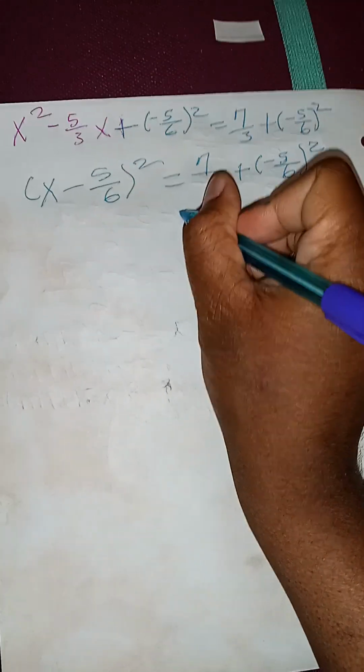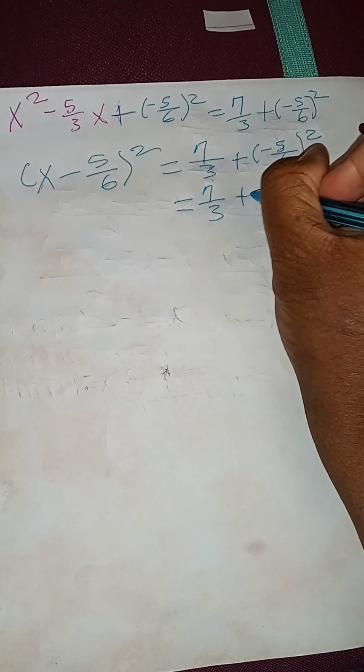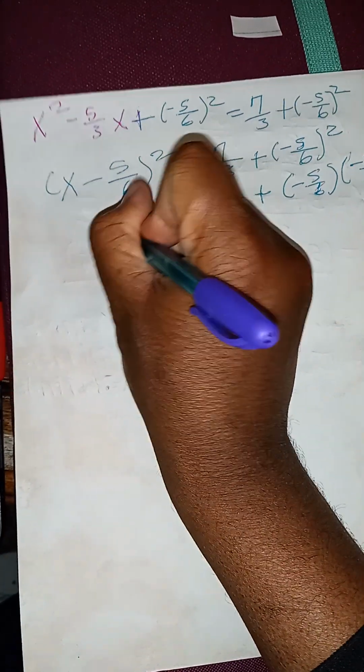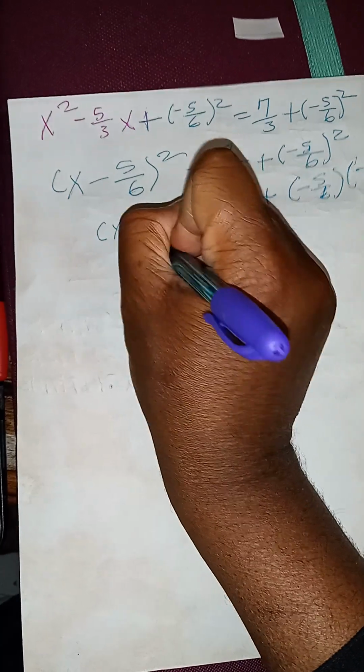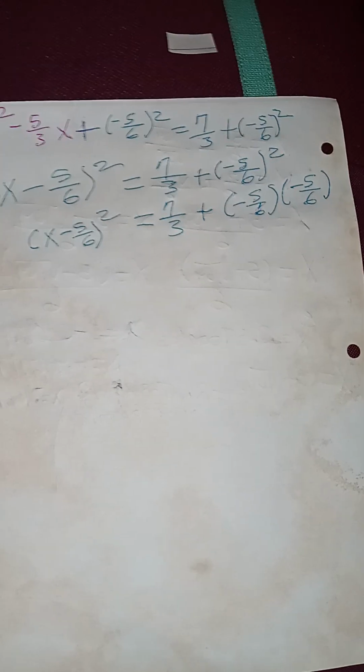Now let's simplify the right hand side of the equation. So 7/3 plus negative 5 over 6 times negative 5 over 6. And that is all equal to x minus 5 over 6 squared. Okay. Now we are rocking and rolling here. So let's continue.